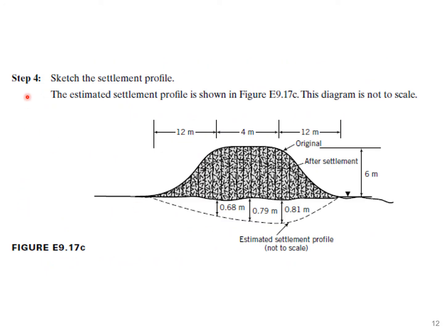Now here you can see the sketch of the settlement profile. So you are having this one, look at it. You are having maximum settlement of 0.81 meter over here, 0.79 meter over here, and 0.68 meter over here.